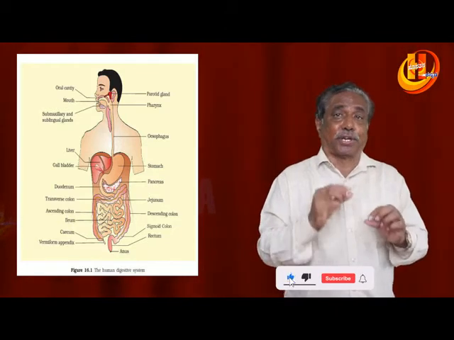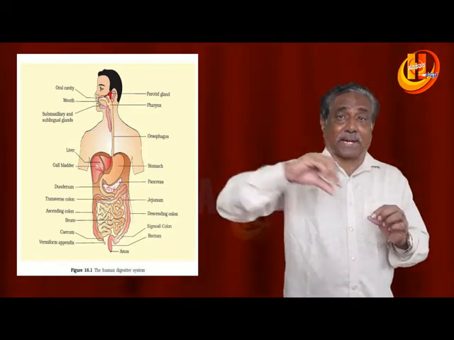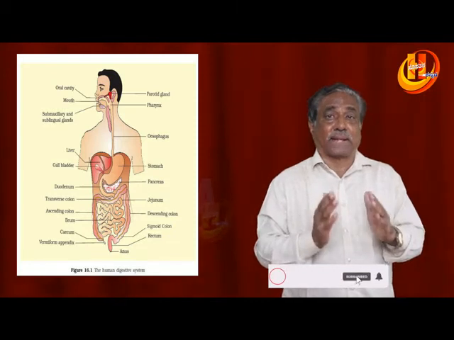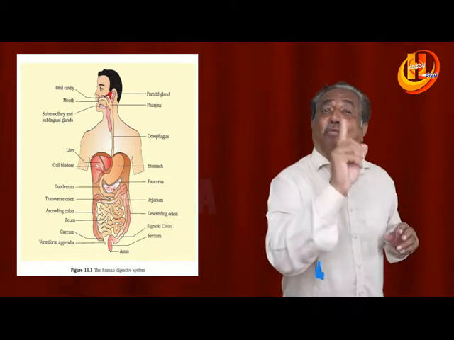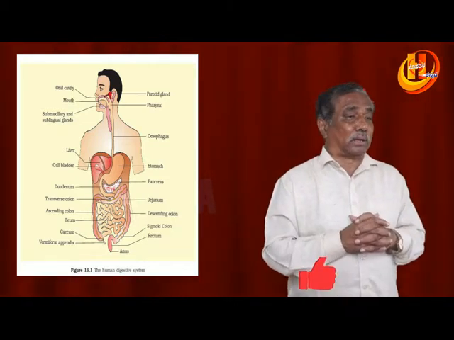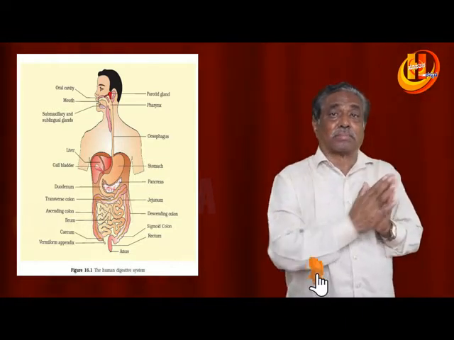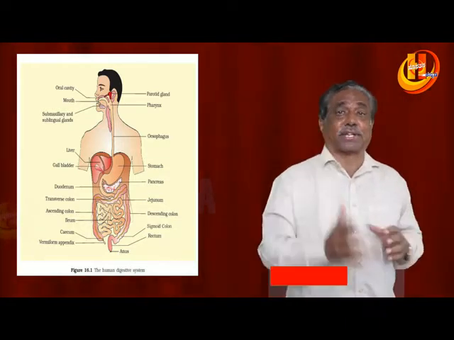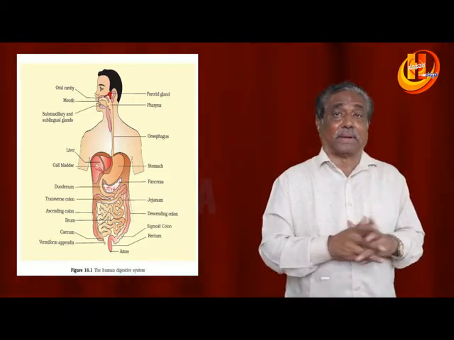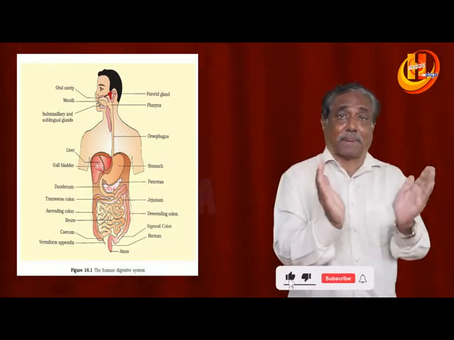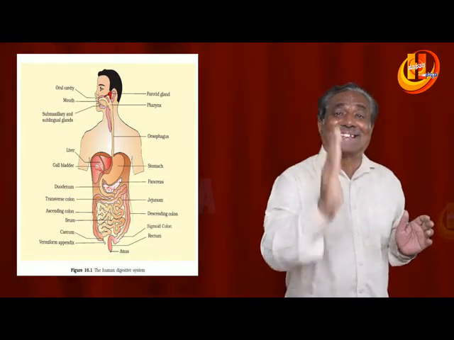Duodenum is a coiled portion into which the bile duct and the pancreatic duct open. That is, the hepatic duct and pancreatic duct, guarded by the sphincter of Oddi. This is also very important. And the bile duct, here the liver is the largest digestive gland. Liver is composed of hepatic lobules, and the liver is enclosed by a connective tissue called Glisson's capsule.